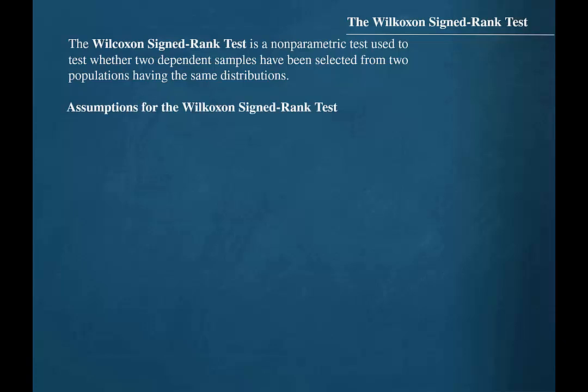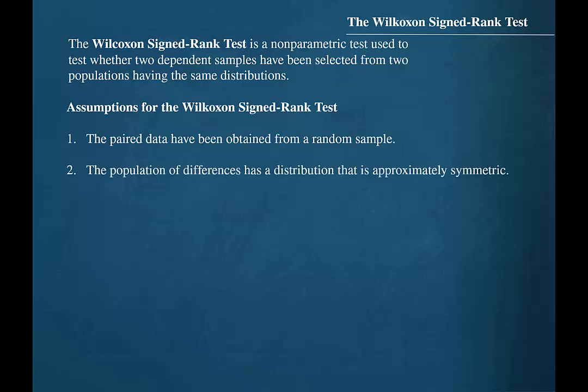The assumptions for the Wilcoxon Signed Rank test are: 1. The paired data have been obtained using a random sample. 2. The population of differences has a distribution that is approximately symmetric.